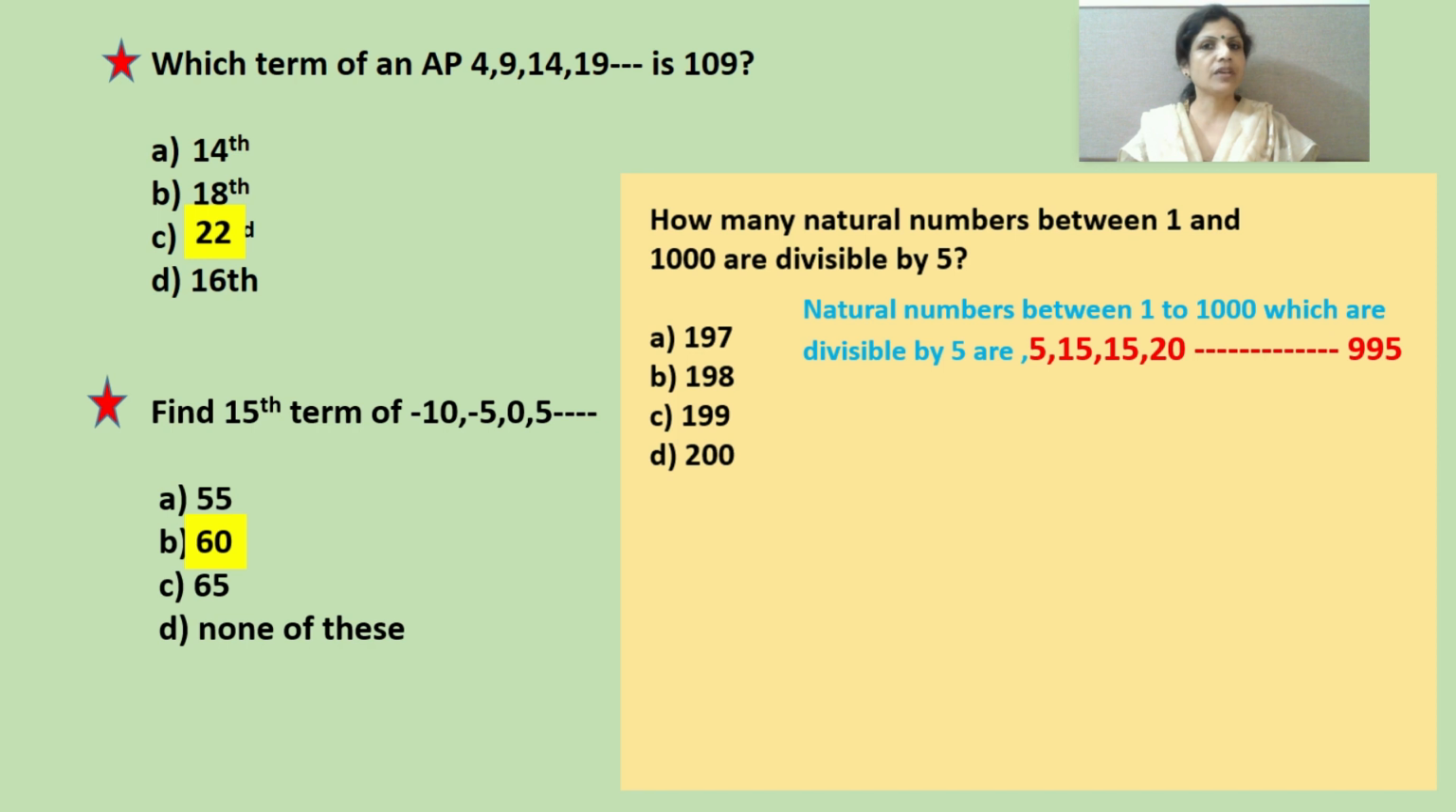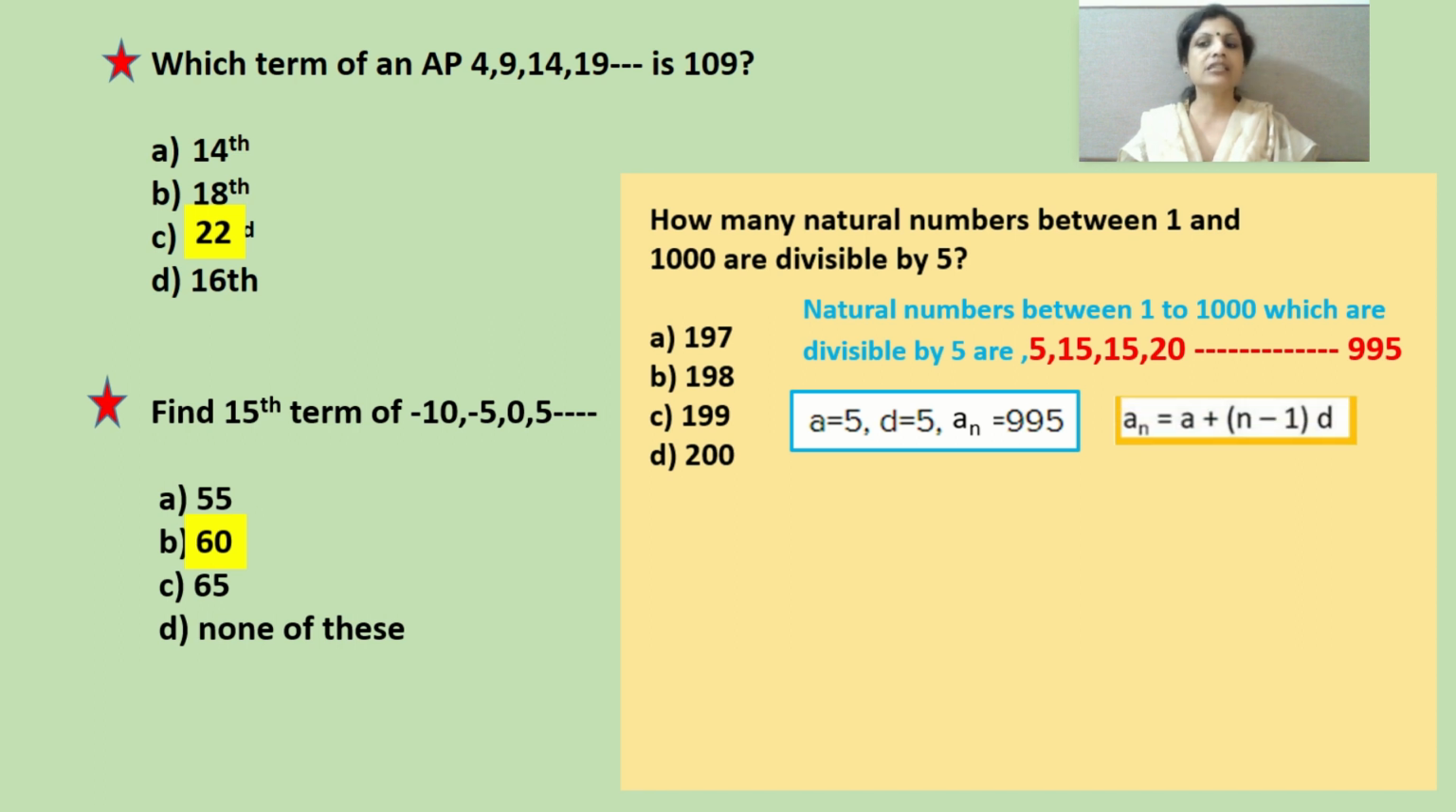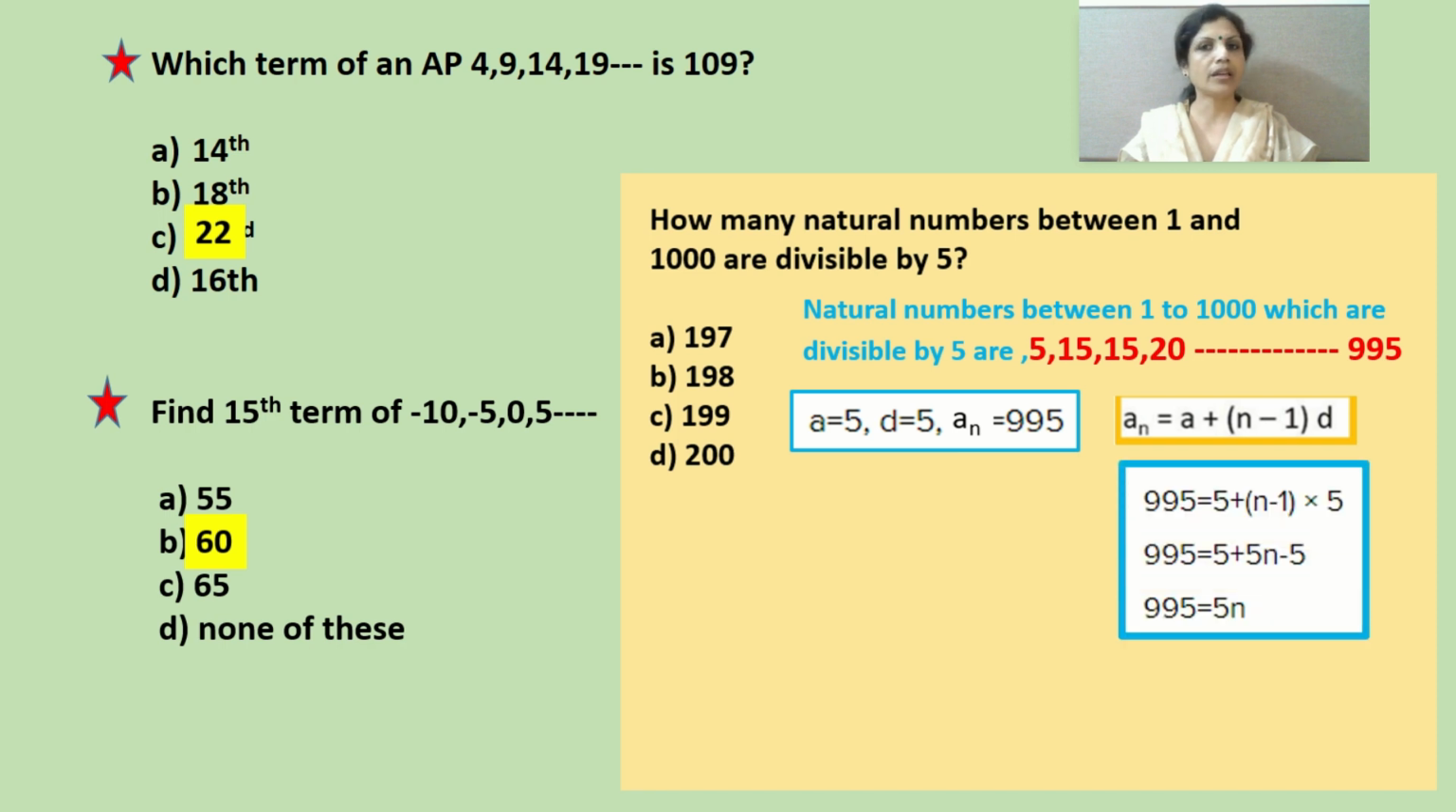Now all the terms which we have written make an AP. So let's write down a is 5, d is 5 and the last term of this AP is 995. Let's make use of our formula. an is equal to a plus n minus 1 into d. Let's substitute the values. 995 is equal to 5 plus n minus 1 into 5. And when you solve it, you get 995 is equal to 5n. So n is equal to 995 upon 5, that is equal to 199. So n is equal to 199.